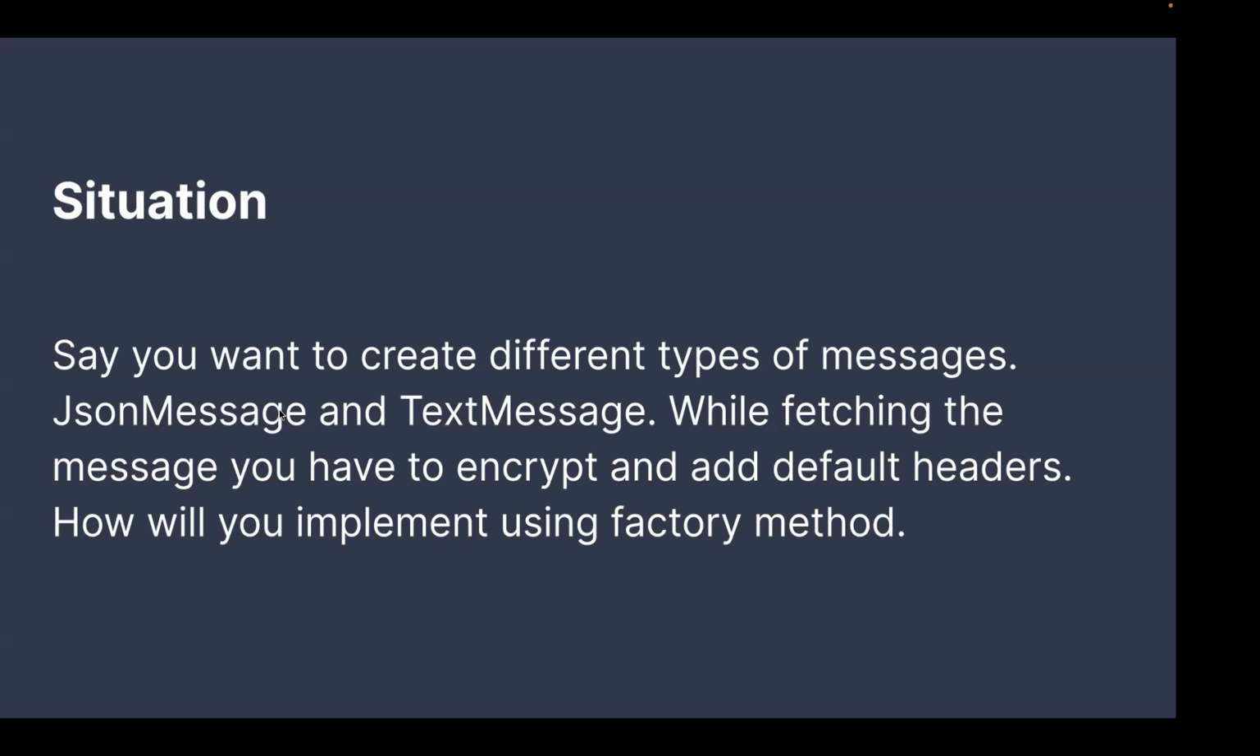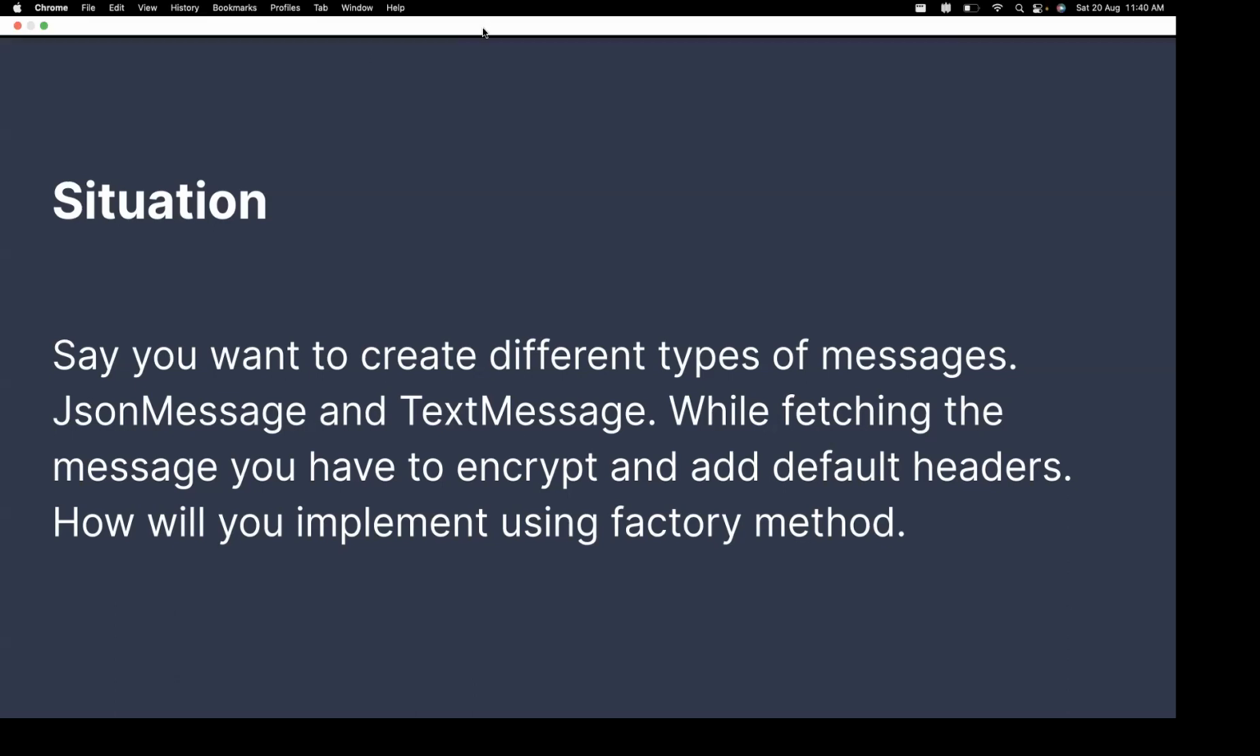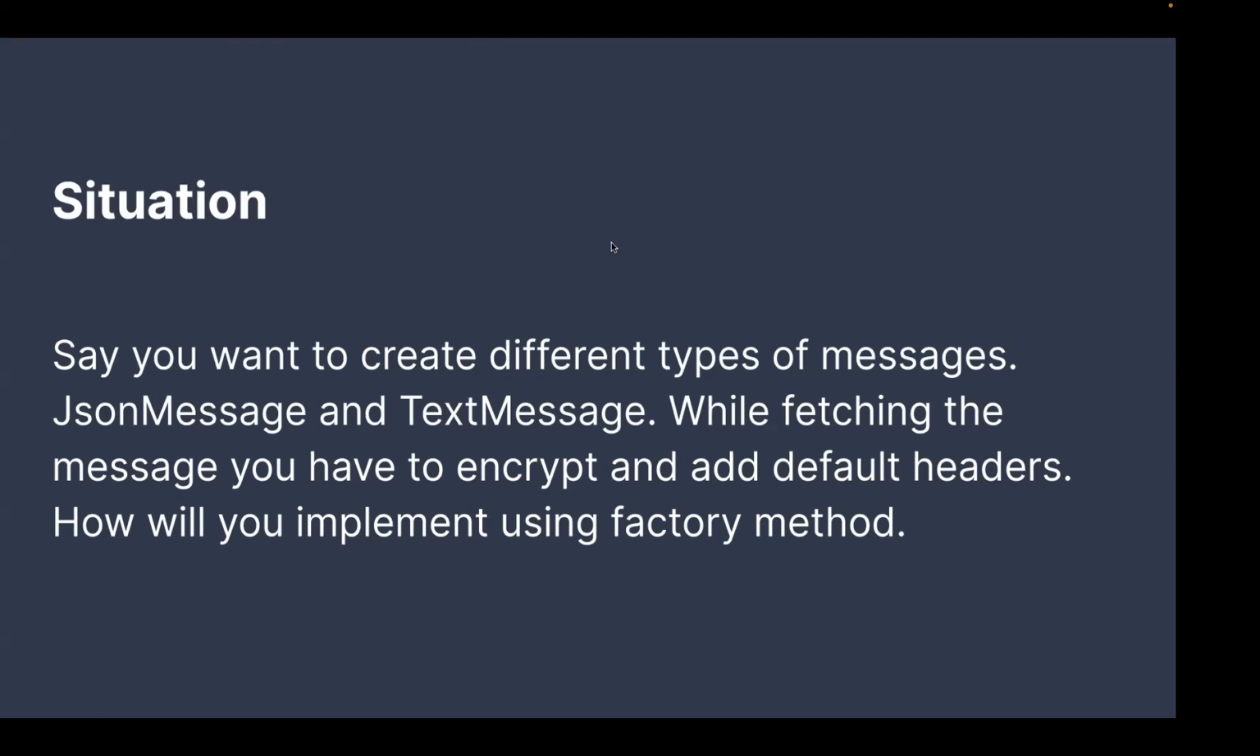Now coming to another situation, say you want to create different types of messages, JSON message and text message. And while fetching the message, you also want to encrypt and add default headers. You have to implement it using factory method. So for now, since we don't have time, I would just skip this and you can try it on your own. Later on, we'll share this solution as well in the end.